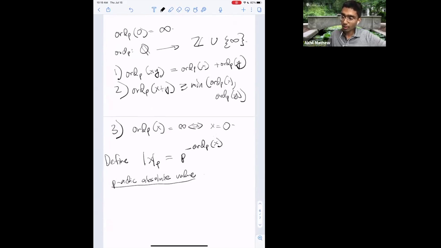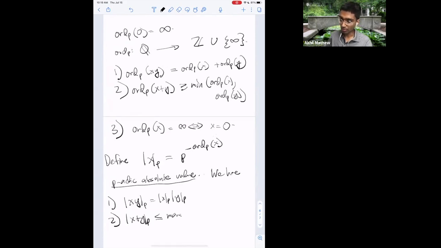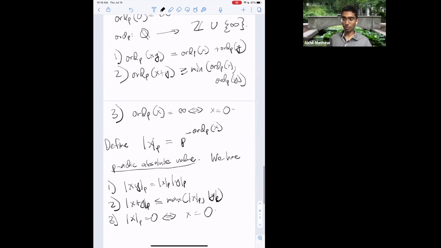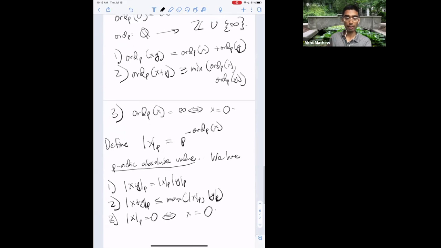And if we look at properties 1, 2, and 3 above, they translate naturally into properties of the p-adic absolute value. First, the p-adic absolute value of x times y is the absolute value of x times the absolute value of y. Second, the p-adic absolute value of x plus y is at most the maximum of the p-adic absolute value of x and the p-adic absolute value of y. Finally, the p-adic absolute value of x is equal to 0 if and only if x is equal to 0. This just comes from translating the properties of the p-adic valuation.